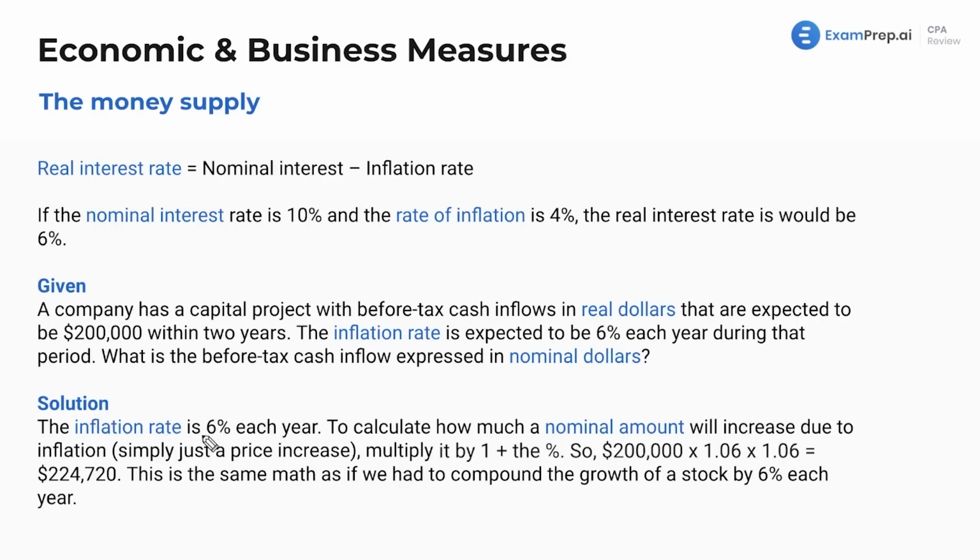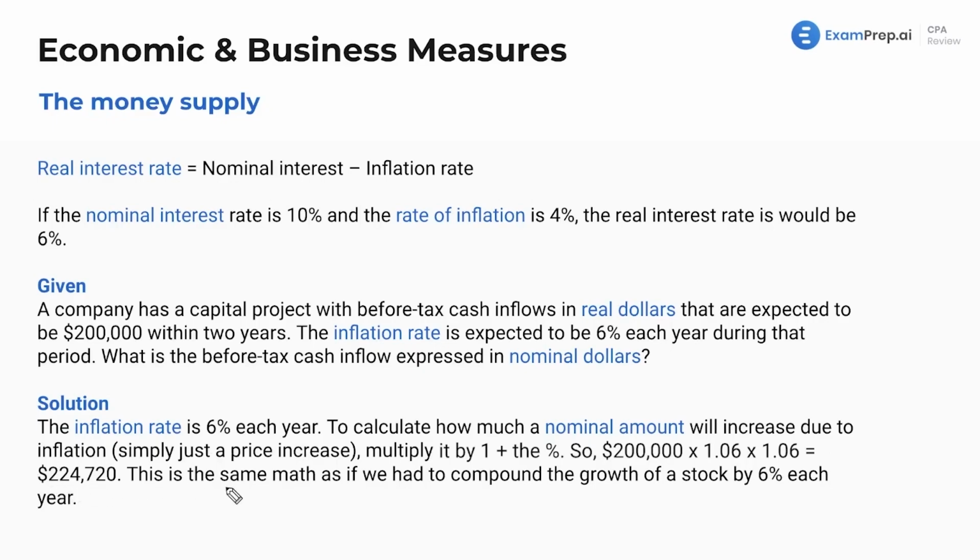The inflation rate is 6% per year. Calculate how much a nominal amount will increase due to inflation, which we know is simply a price increase. We're going to multiply it by 1 plus the percent. All right, so this is like a growth rate, similar to that process. $200,000 increased by 6% for 2 years. $200,000 times 1.06 times 1.06. That's just normal compounding.